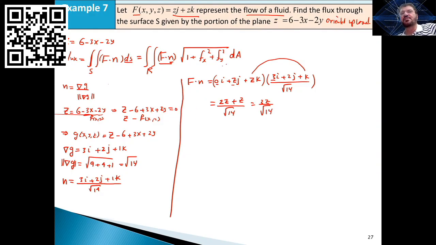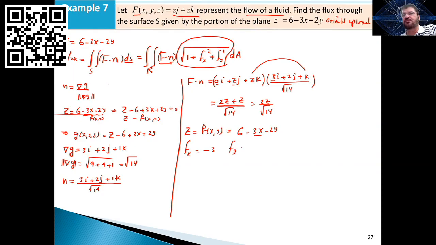Now who's left? This part. How do you find this one? In the question, z is our f of x, y, which is 6 minus 3x minus 2y. So what's fx, guys? The partial derivative with respect to x is negative 3. What's the partial derivative with respect to y? It's minus 2. So the square root of this is 1 plus 9 plus 4, which is going to be the square root of 14. By the way, this must match this. They must be the same.